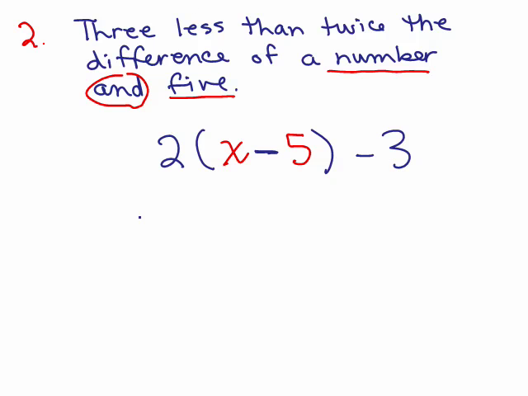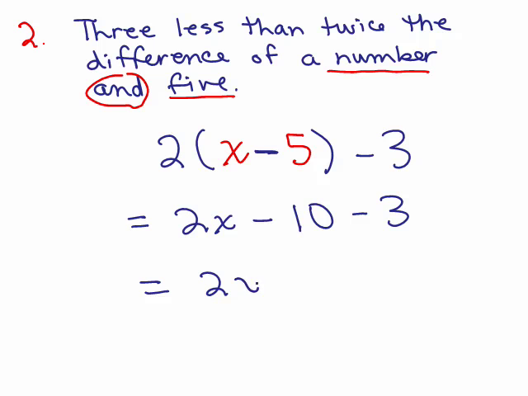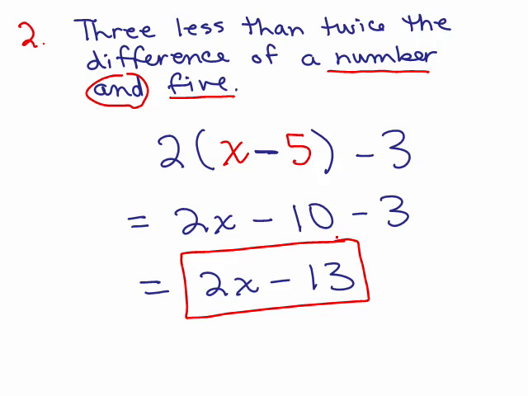Before you simplify it. Now to simplify it, you do the distributive property here, 2 times x minus 2 times 5, and then you have minus 3, and then you can combine like terms. The negative 10 and the negative 3 are the like terms, so we have 2x minus 13. And we finally got through all the problems for chapter 1.